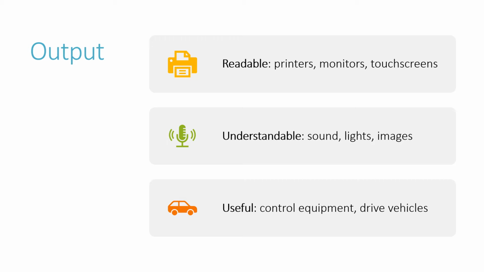Output is anything that is produced by the computer which is useful to us as humans. It could be readable output so that we can visually see it, or understandable in some other way such as sound, or it could be useful to us, for instance controlling some kind of equipment, vehicle, heater. But in any case, all three of these types of output are something that we need as users.